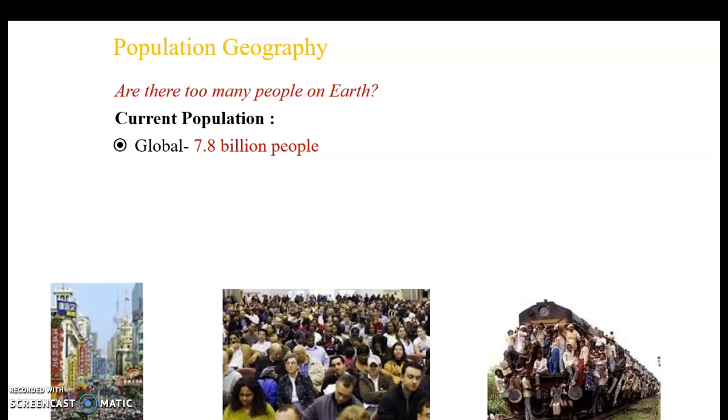The images on your screen show congestion, and there are different ways of looking at the total population. One, we could count it. Today we have about 7.8 billion people here on Earth. And we can ask ourselves, are there too many people on Earth? And it really depends how we define that term, or how we define that concept of too many.